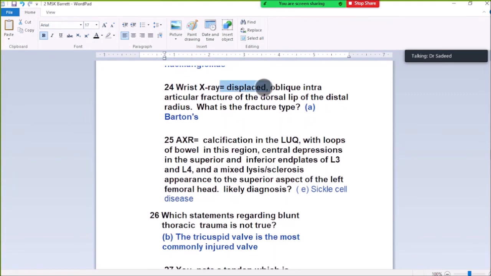24. Wrist X-ray shows a displaced oblique intra-articular fracture of the dorsal lip of the distal radius. What is the type of fracture? Barton's fracture. A displaced oblique intra-articular fracture of the dorsal lip of the distal radius is diagnosed as Barton's fracture.